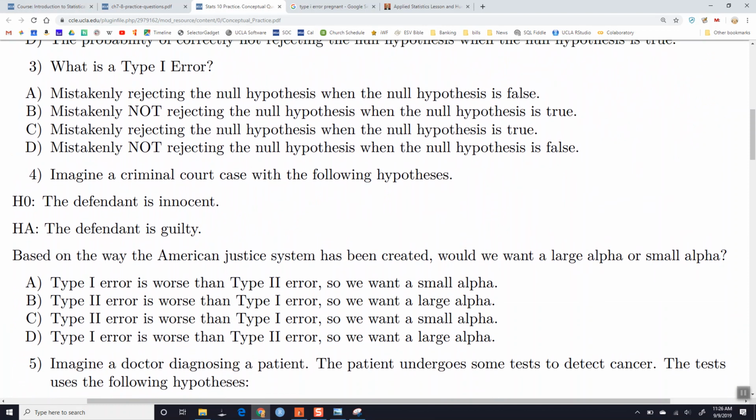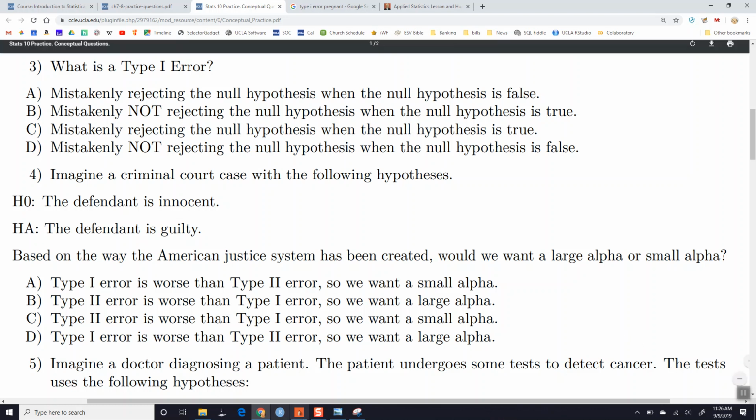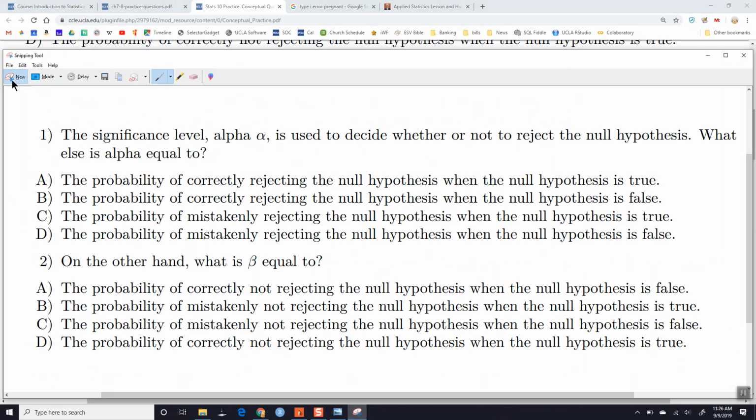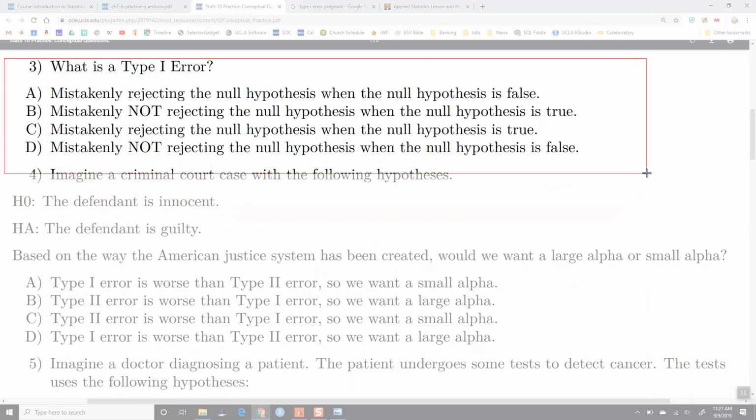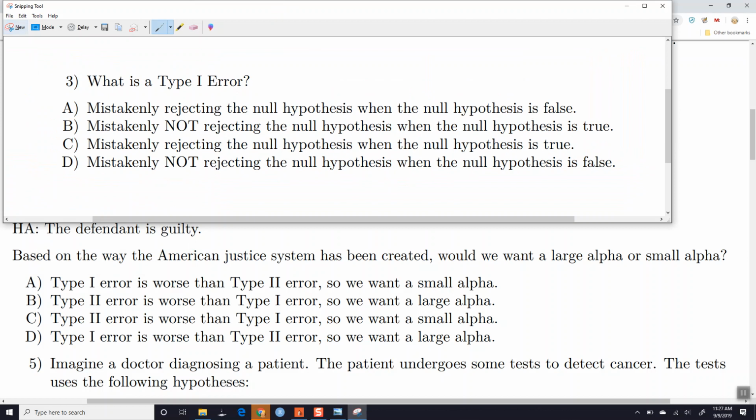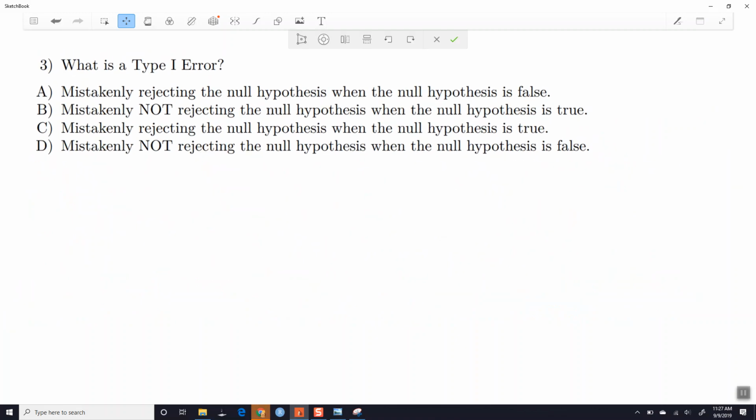This is the example we did. Should have done a different example. What's a type 1 error? This is the same question as question 1, but phrased differently. Type 1 error, again, is a false positive.